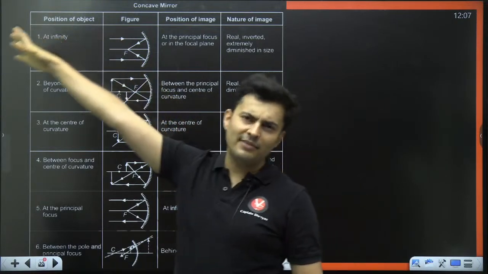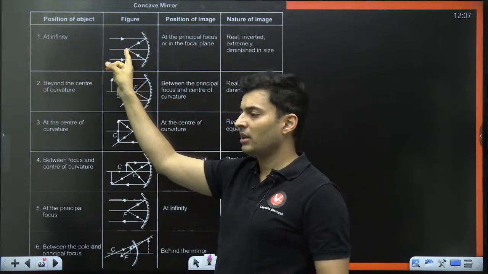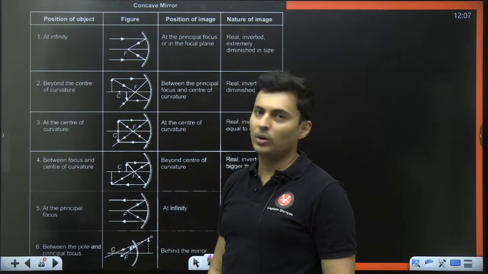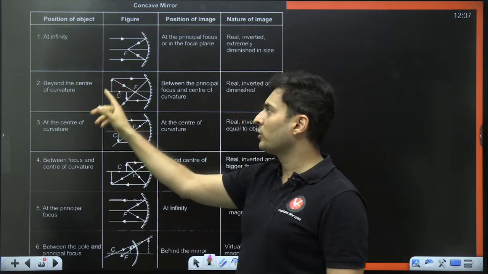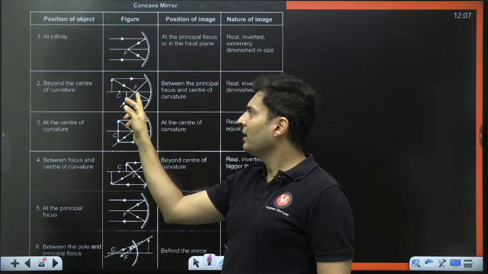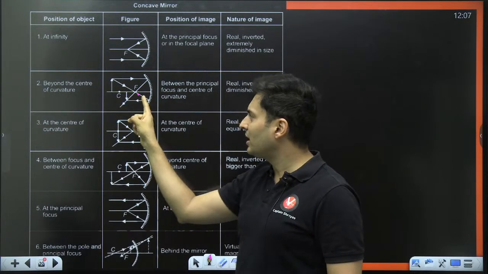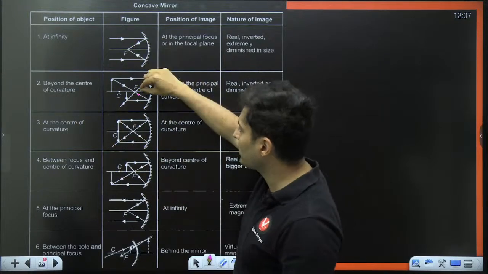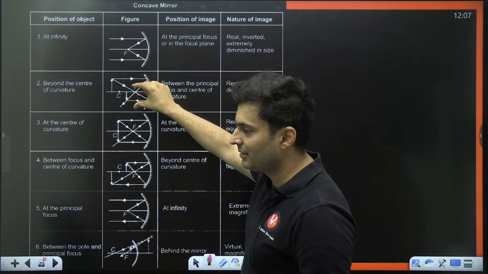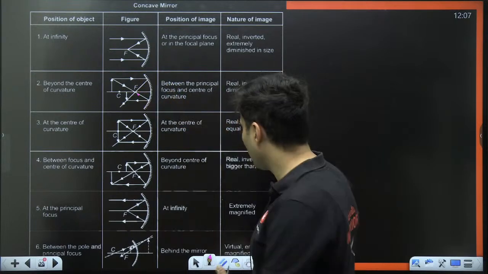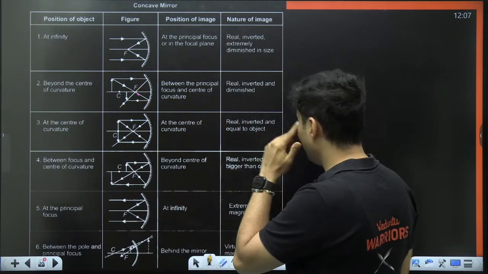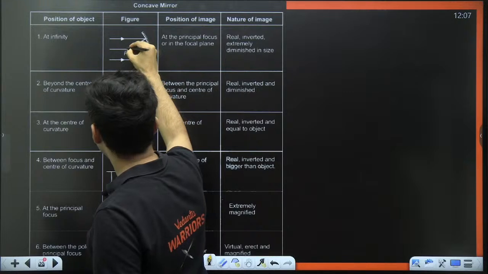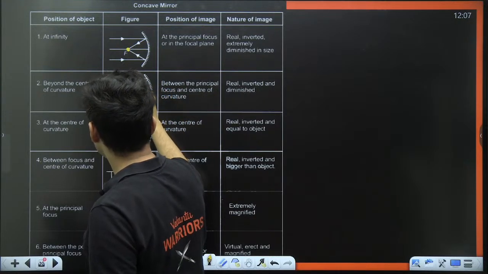When the object is very far away, the image is formed highly diminished, and it is at the focus. As the object comes closer towards the center, you will see the image starts moving away from the focus towards the left hand side. The image slowly grows in size and it is inverted. I hope you can see that. If you want, I'll show the different positions of the image. The image is here, then the image is here.